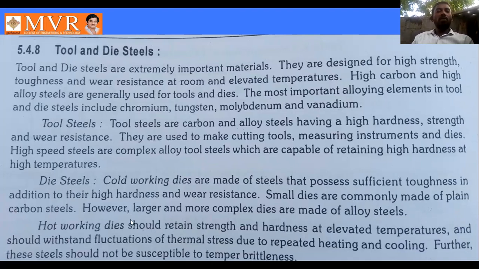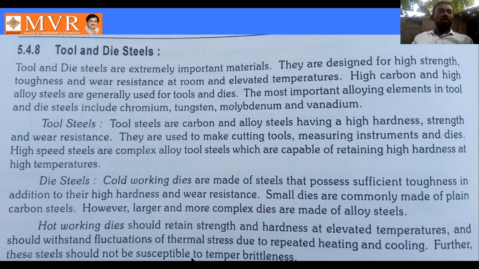So see here, hot working dies should retain strength and hardness at elevated temperature. We have discussed cold working dies; now hot working dies. Hot working dies retain strength and hardness at elevated temperature, and should withstand fluctuations of thermal stresses due to repeated heating and cooling.